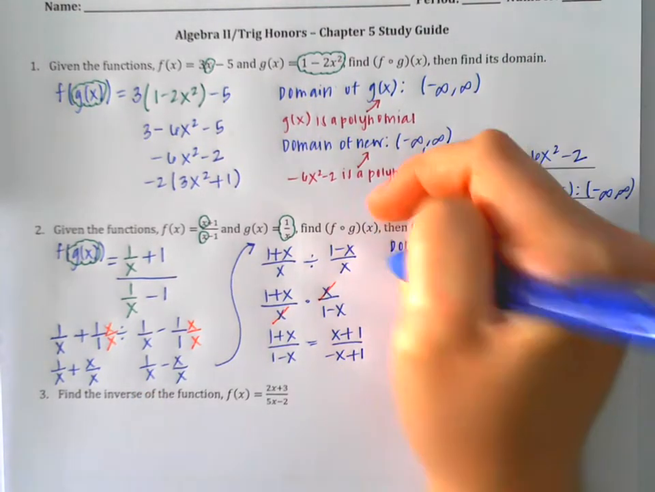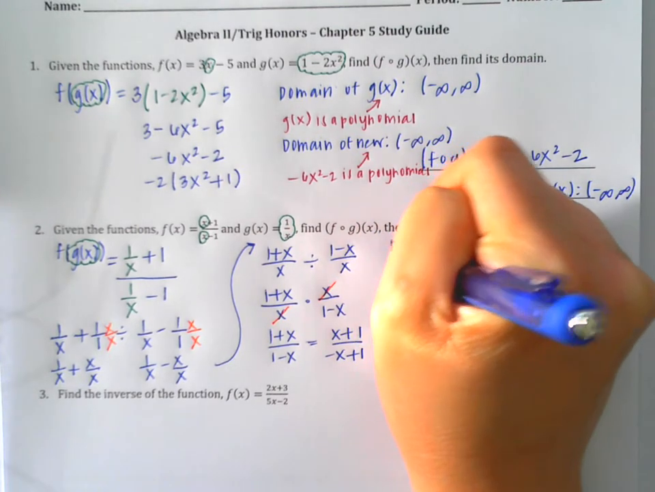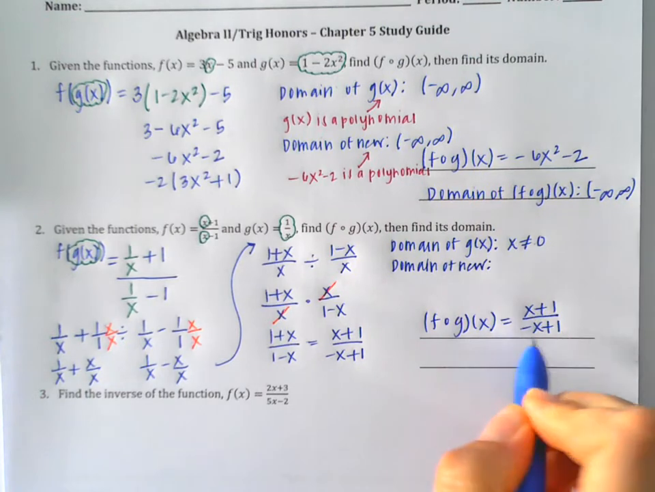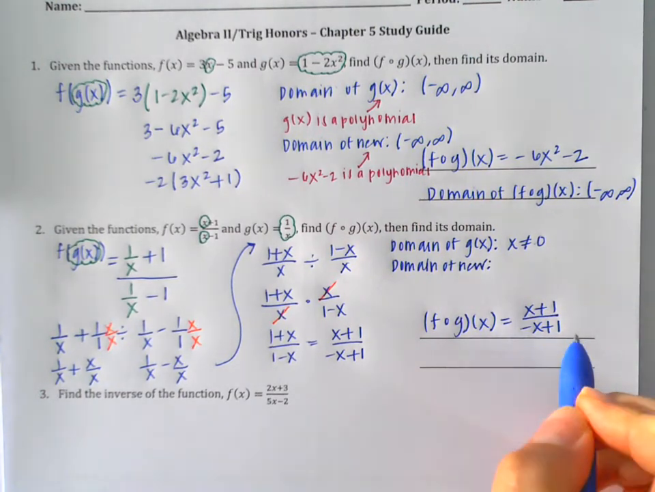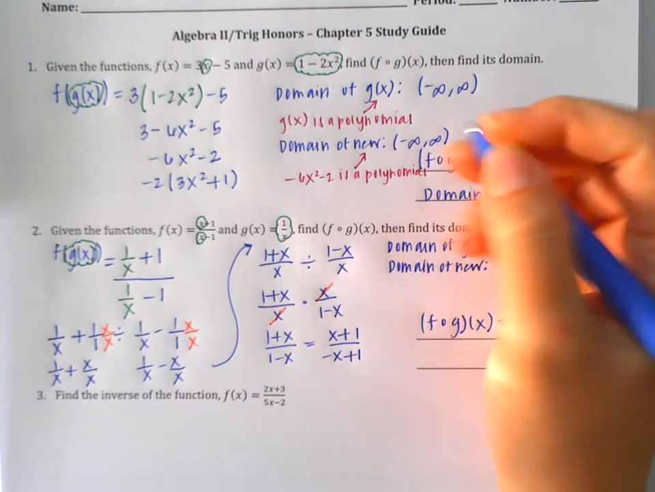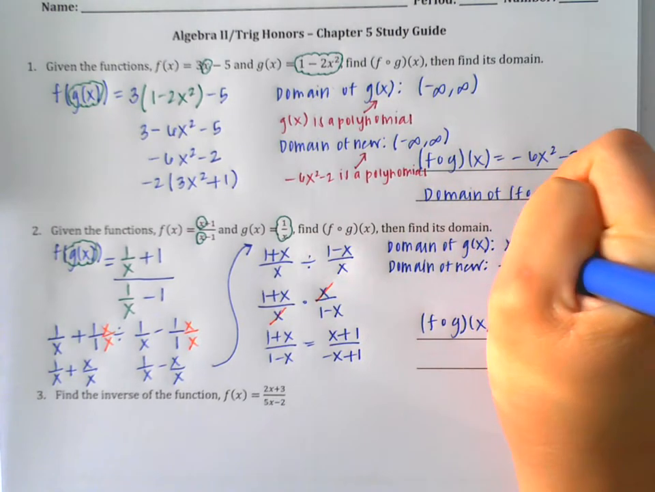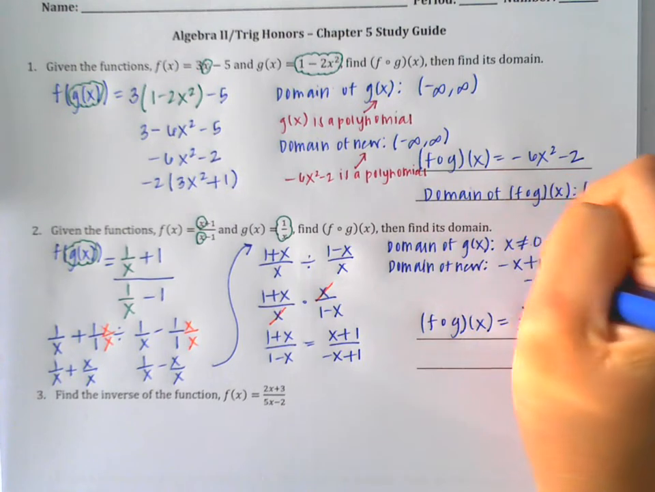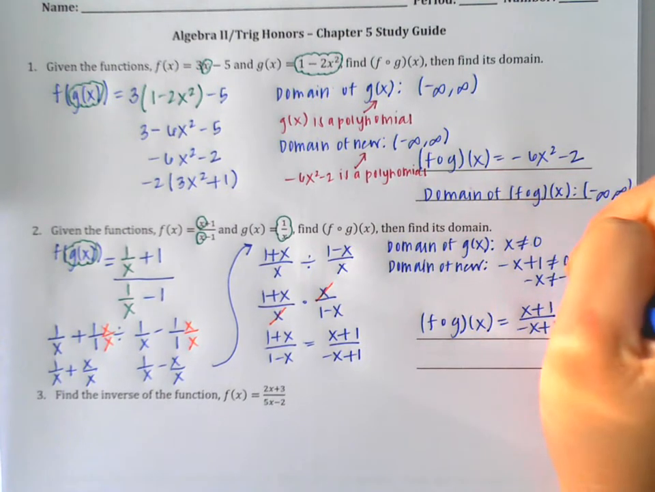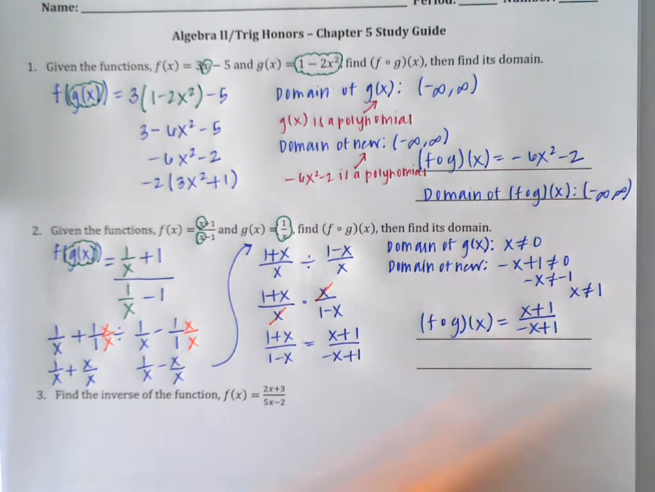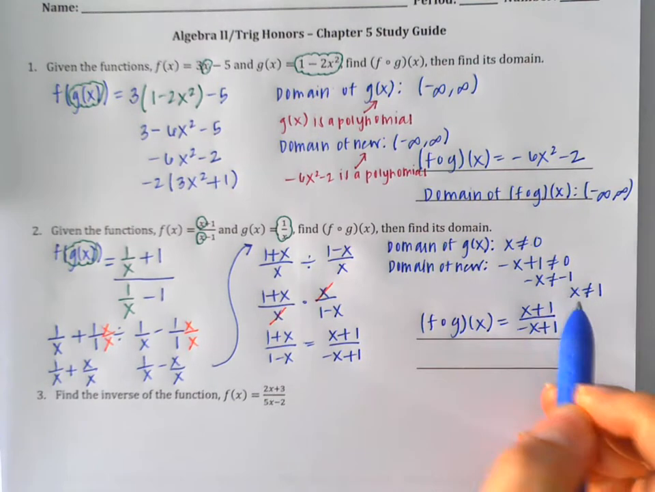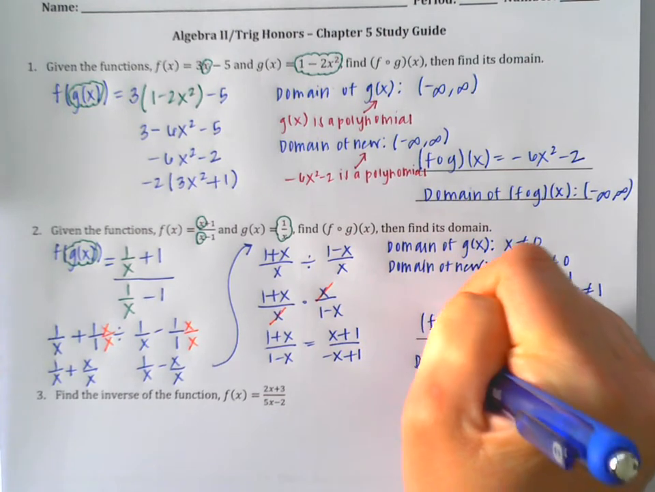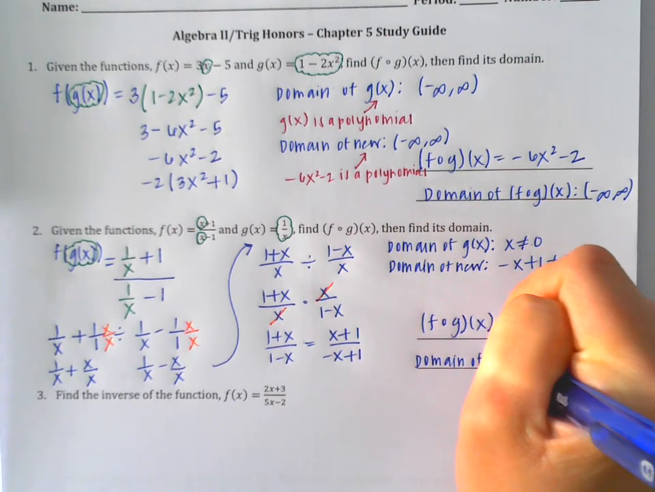Then we find the domain of the new function. And again, it's a rational function, so we're looking at just the denominator. So we're going to set the denominator, negative x plus 1, can't be equal to 0. Subtract 1, divide by negative 1, x can't be equal to 1. So when we write that combined, the domain of f of g of x, which I'm going to write below because it's going to be long.